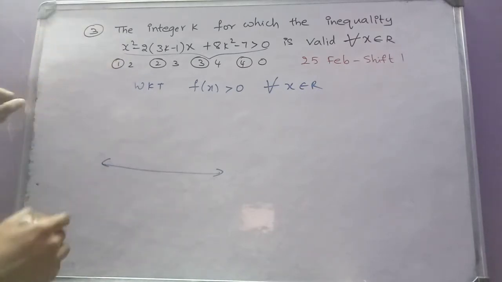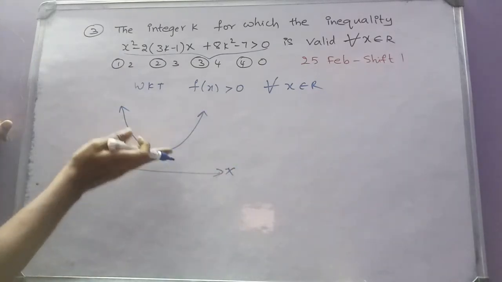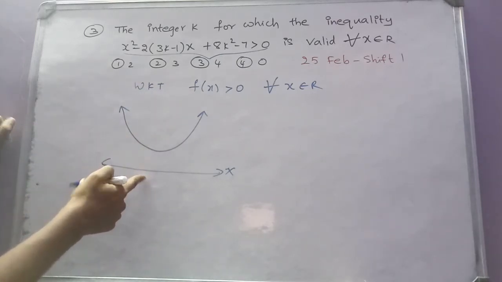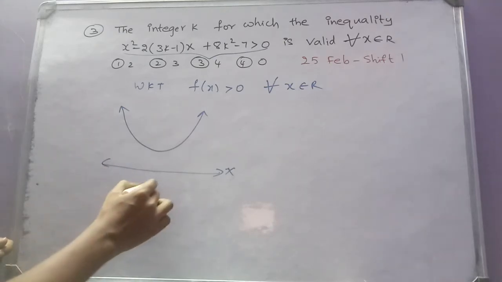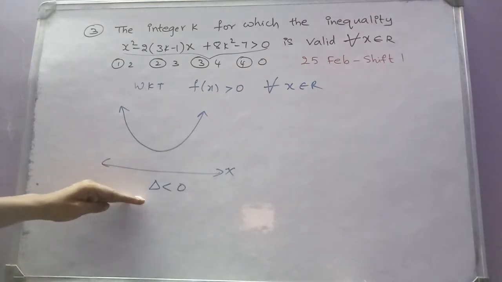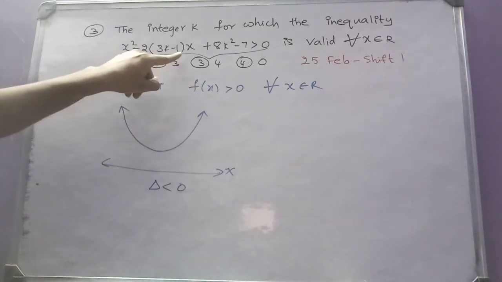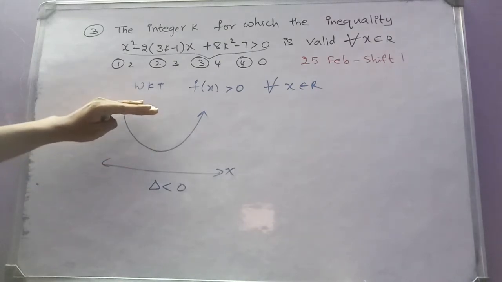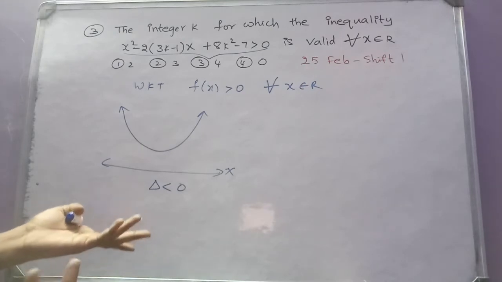It is an upward parabola. For all inputs, if the graph is completely above the x-axis, it means it is not intersecting the x-axis, so it does not have any roots. Since there are no real roots, delta is less than 0. You are supposed to take delta less than 0. If you take this condition, you'll get the required answer. So they have given that f of x is greater than 0 for all inputs. Graphically this is the situation where there are no real roots, and hence delta is less than 0. Solve it, you'll get the answer.